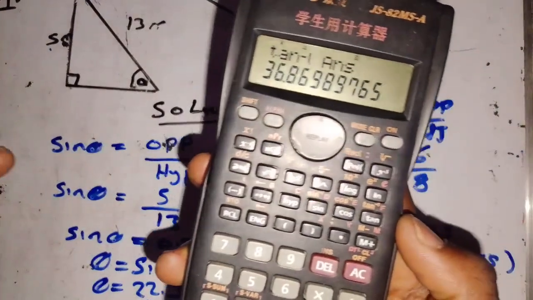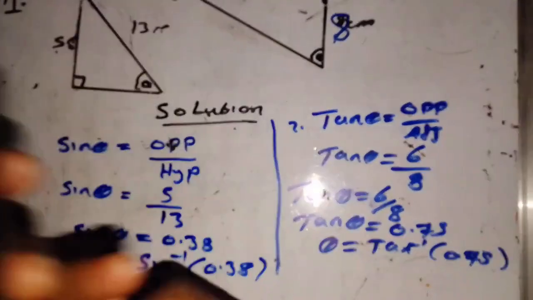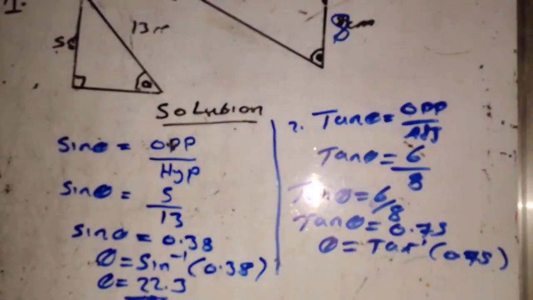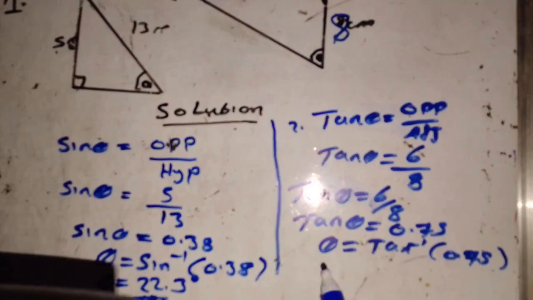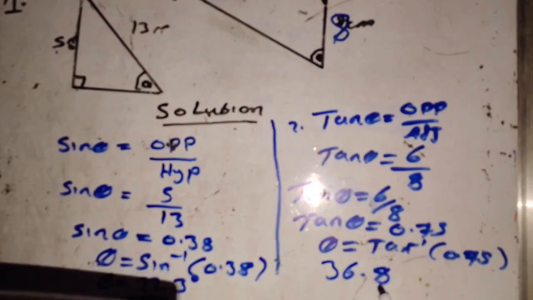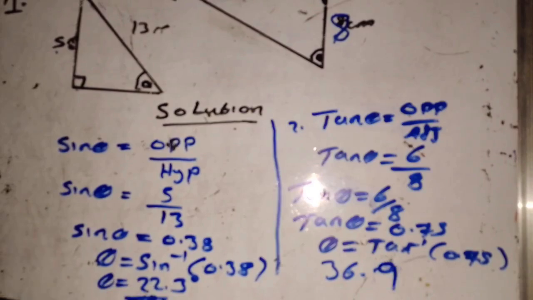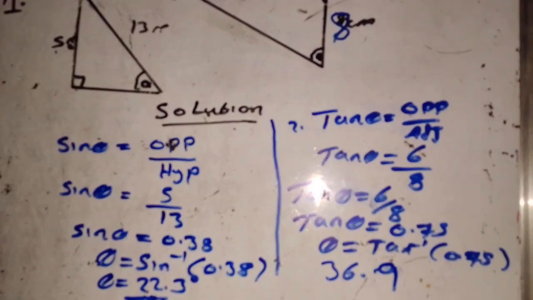So it gives you 36.9. Remember, angles are rounded off to one decimal place. So 36.9 degrees. Remember to include the degrees because we're dealing with angles. So today we have come to an end.